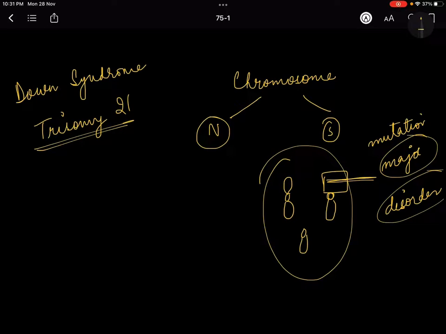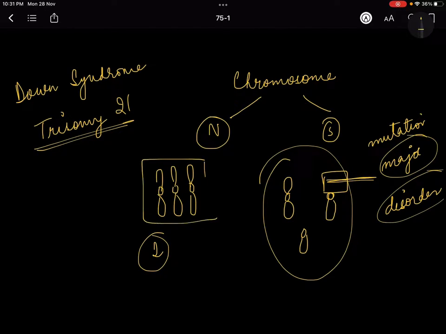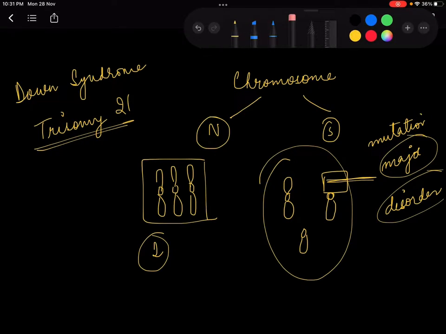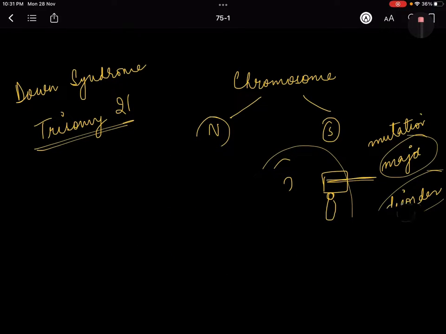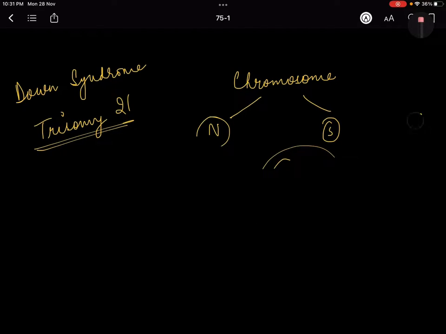And how will a numerical disorder happen? For example, there had to be 2 chromosomes. Obviously we have 23 pairs of chromosomes, so in a pair there will be 2 chromosomes, but instead of 2 there were 3 chromosomes in a pair. So what happened? A numerical anomaly happened. So the same is the case in the genetic disorder of Down syndrome, and Down syndrome is one of the most common genetic disorders.